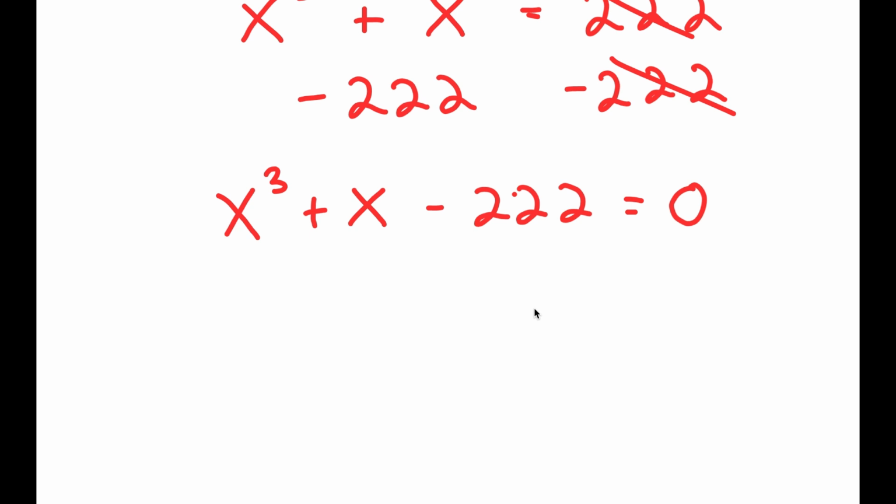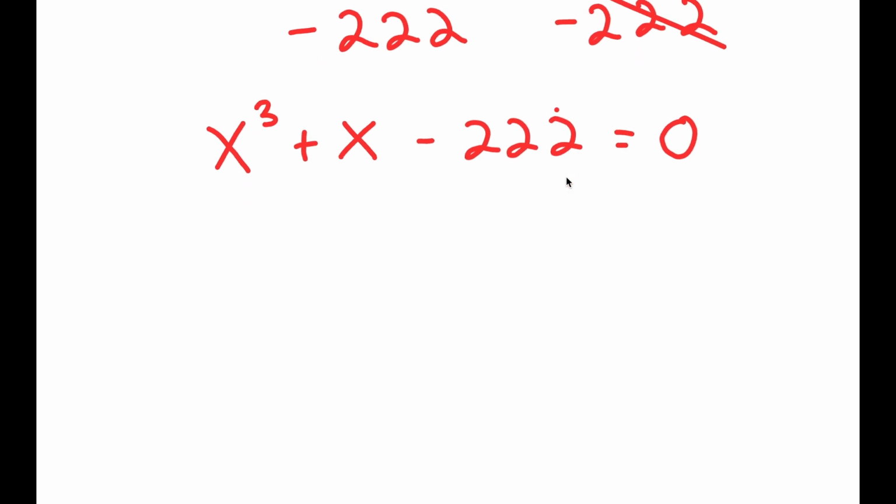Now, a lot of people might get confused with this as a quadratic equation, and they might try to use the quadratic formula to solve this. However, the only problem is this is a 3 and not a 2. So we can't use the quadratic formula. But what we can do is factor this in another way. So what I'm going to do is rewrite negative 222 as negative 216 minus 6.